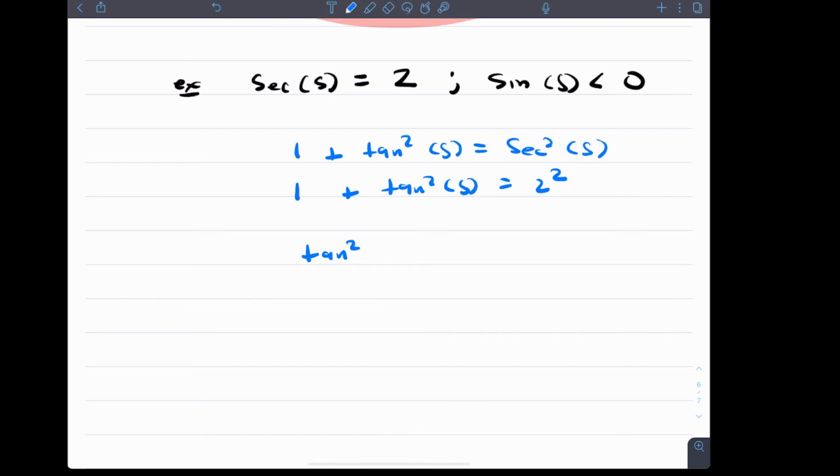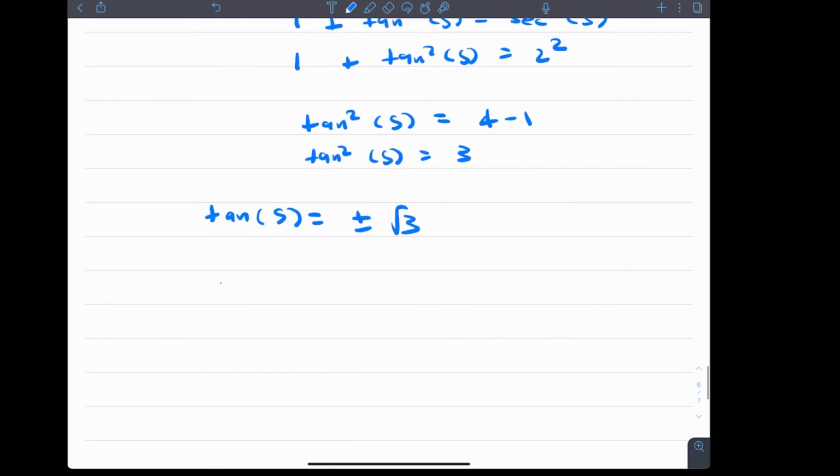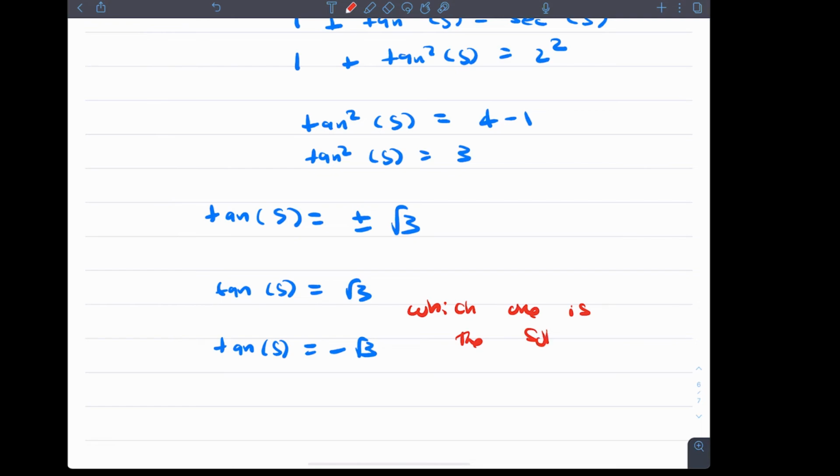So I'm going to actually solve for tangent squared s, which is 4 minus 1. Tangent squared s is the value 3. Okay, square root formula. Tangent s is plus or minus square root of 3. Is that right? Which means tangent is what? Square root of 3? Or tangent is minus square root of 3. Which one is the solution? Because you got 2, plus or minus.